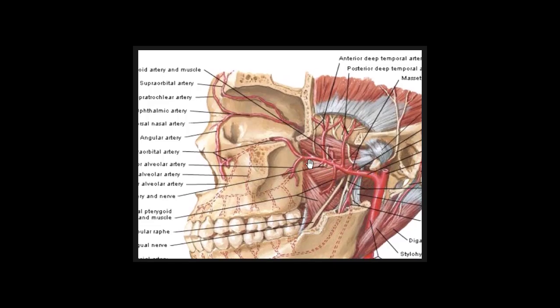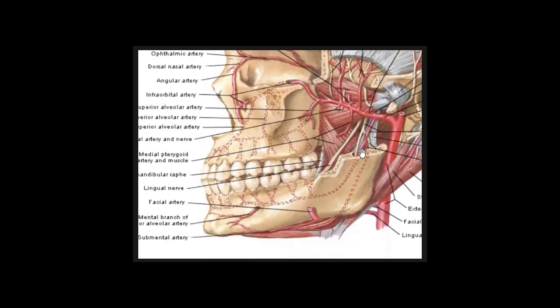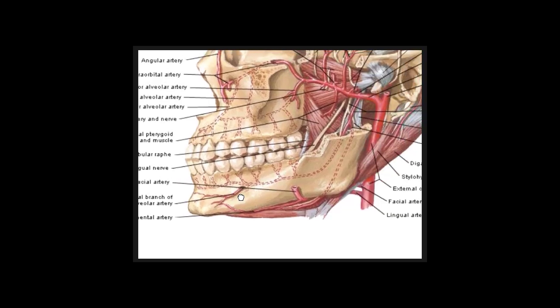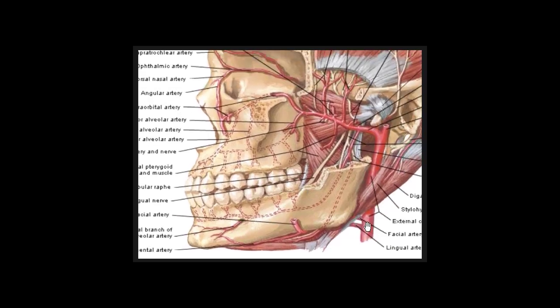This is maxillary artery, mandible is cut. This is inferior alveolar artery, see, supplies the inferior teeth. This is the end of the inferior alveolar artery. It is mental branch of inferior alveolar artery. This is external carotid artery. This is superficial temporal, and this is maxillary artery. Maxillary artery, at its origin, lies in the parotid gland.